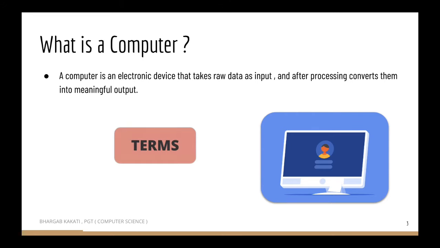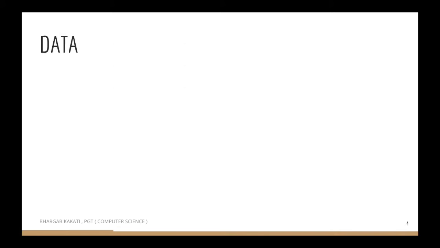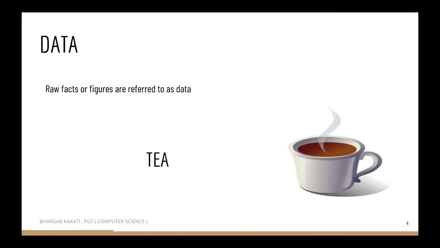Let's see these terms in a little bit more detail. So what are the important terms that we got here? The terms are data, input and output. So let's start with the first term, that is data. Now what is the meaning of the word data? Raw facts or figures are referred to as data.